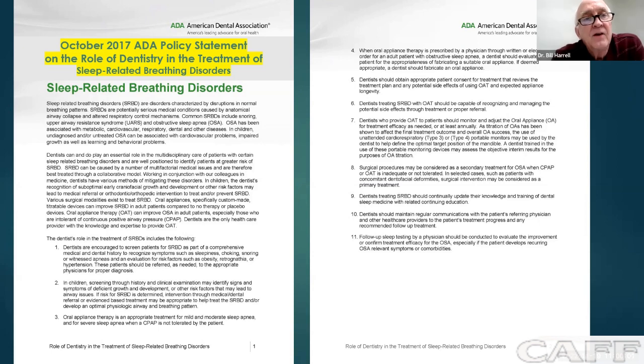Here is the ADA policy statement on the role of dentistry in the treatment of sleep-related breathing disorders. I was at the reference committee when they adopted this, and a lot of people were talking about it. There was one person who was actually against it, and he was the past president of the American Academy of Sleep Medicine.